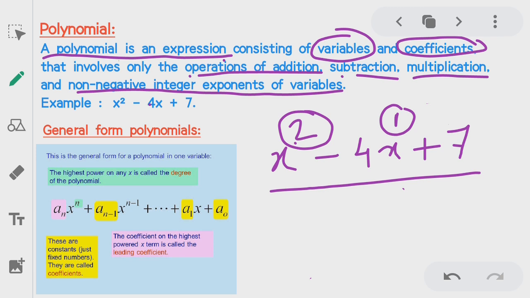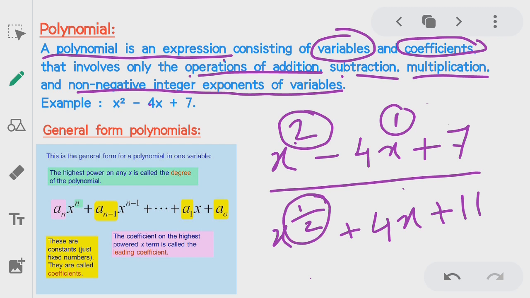If the question is given x power 1 by 2 plus 4x plus 11, is it a polynomial? No, because this is a fraction, or we can say rational number. A non-negative integer should contain only the integer part, not a rational number or negative number. Clear? Hence we can say that this is not a polynomial and this is a polynomial.